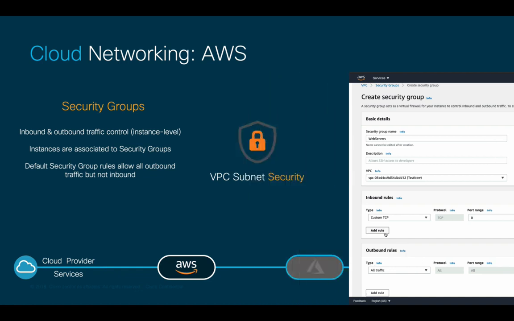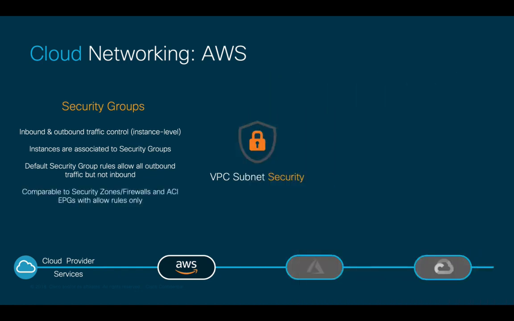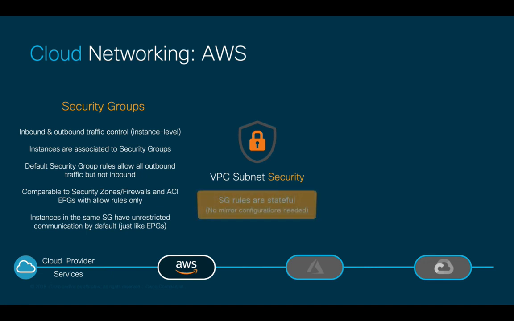As mentioned before, security groups and their rules are comparable to ACI EPGs and contracts or firewall security zones. Just like with ACI, endpoints in the same security groups have unrestricted communication by default. All security group rules are stateful, meaning that you do not need to create any mirror rules.